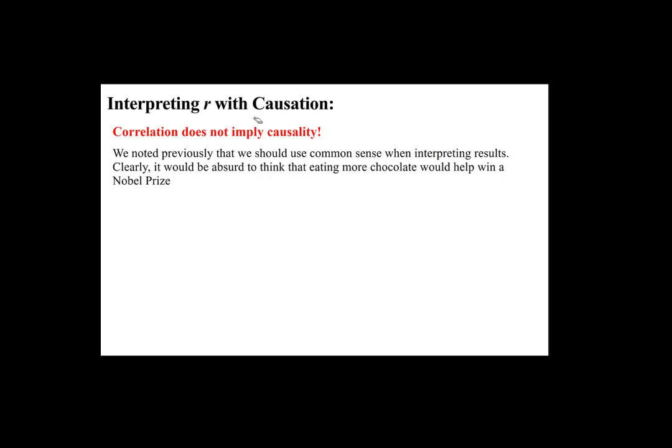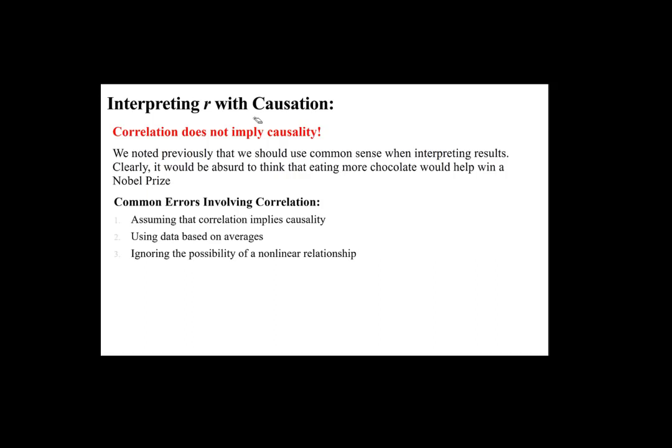Correlation doesn't imply causality. We know previously that we should use common sense when interpreting results. Clearly, it would be absurd to think that eating more chocolate would help win a Nobel Prize. Common errors. Could somebody read that for us? Common errors involving correlation. 1. Assuming that correlation implies causality. 2. Using data based on averages. 3. Ignoring the possibility of a nonlinear relationship.